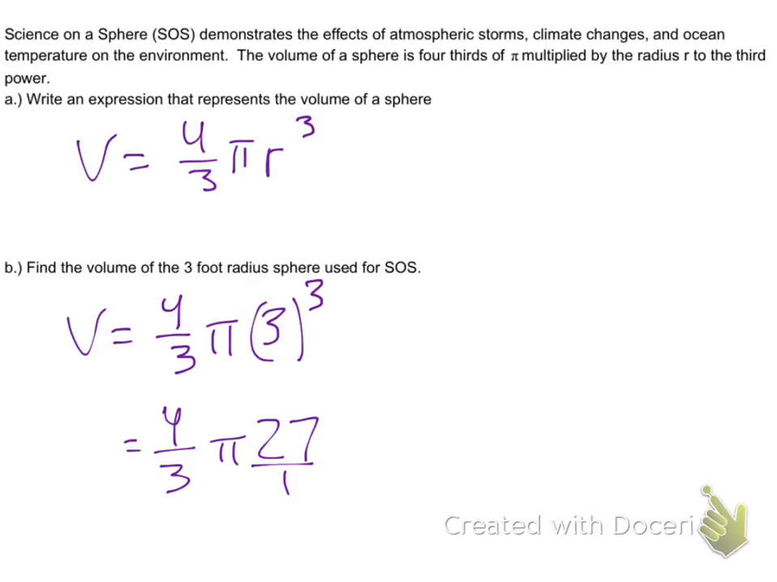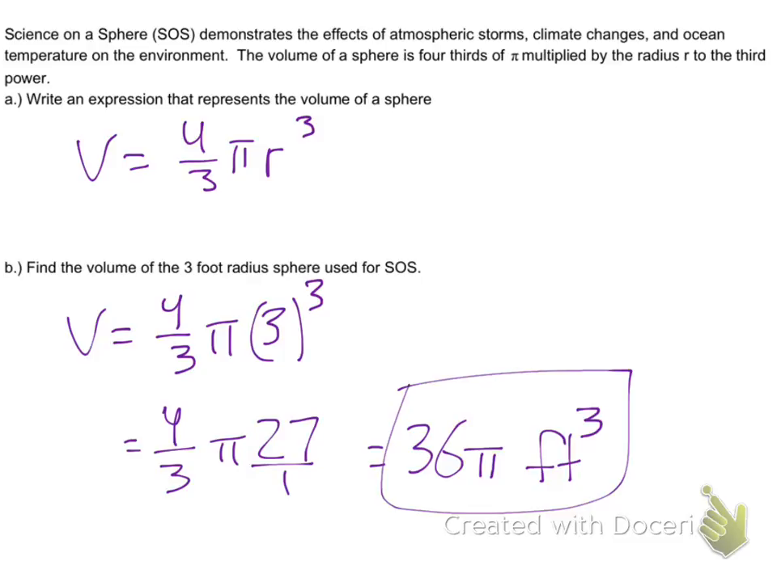Or, guys, 27 divided by 3 times 4. What's 27 divided by 3? 9. And 9 times 4? 36. So the answer is 36 pi. And wait a minute, our radius is in feet. Volume's always in feet cubed. Yeah, there's homework problems that are word problems. This is no different. You just got to set the equation up first before you evaluate.